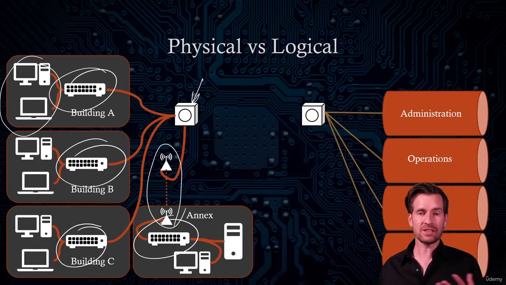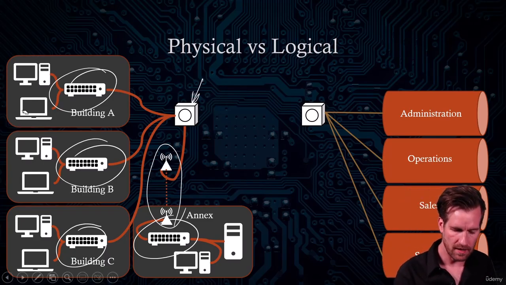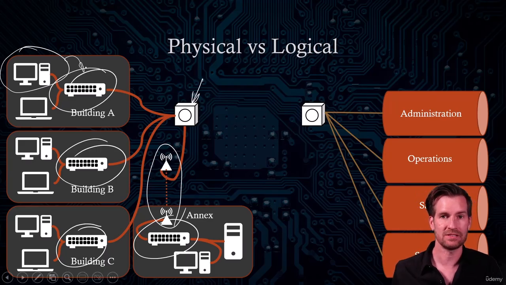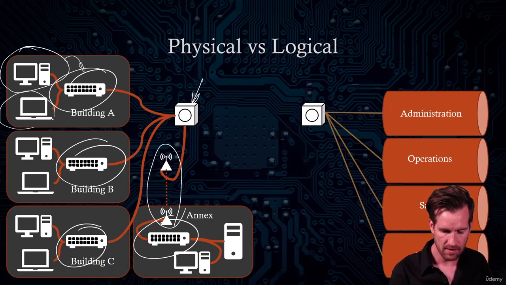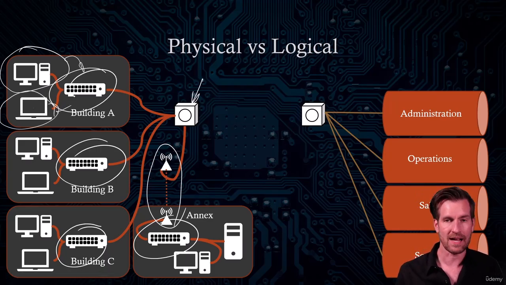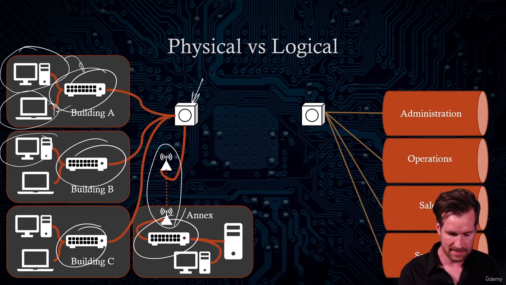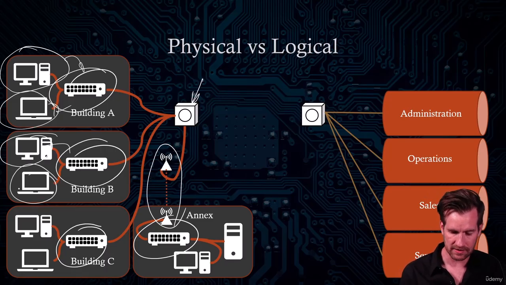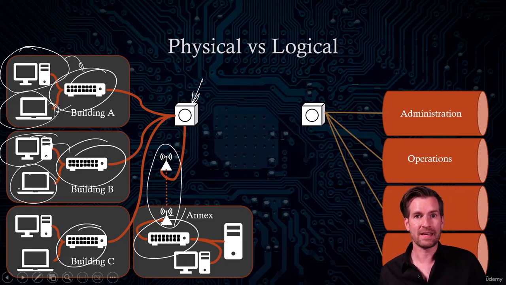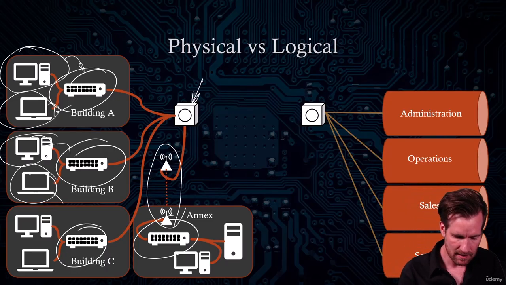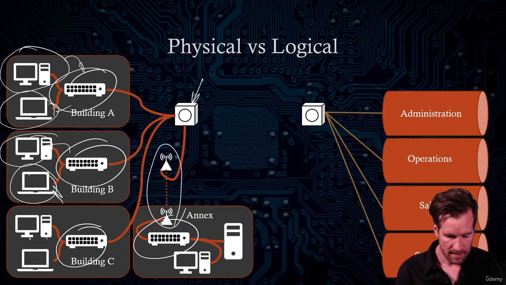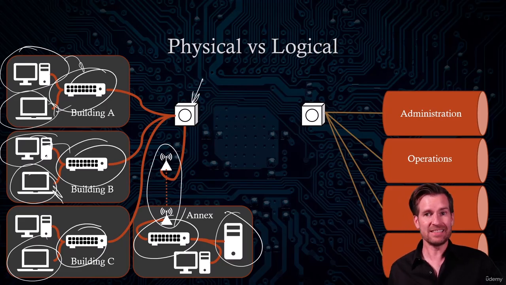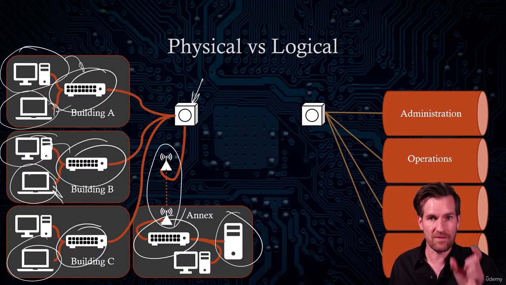However, when I actually look at those different buildings, as I mentioned before, perhaps this is a sales machine right here, and it's going to connect to the sales VLAN. Perhaps this right here is operations, and it's going to connect to the operations VLAN. Perhaps this is administration, and it's going to connect to administration. And this is another sales laptop right here. And so because of that, this machine is going to connect to all the other sales machines that are on this network. That is going to look a little different than the way it's physically set up.